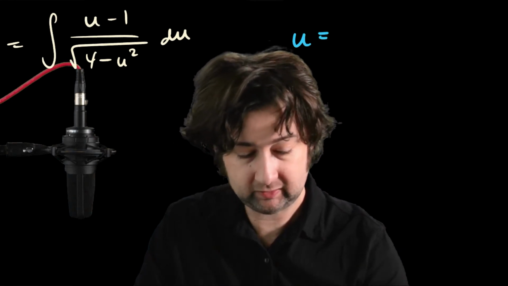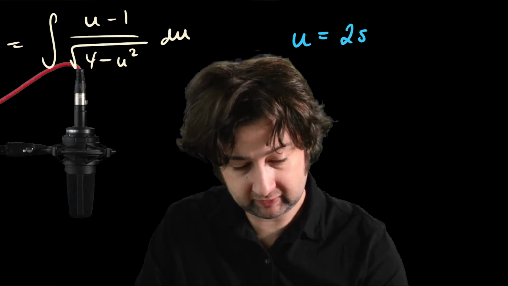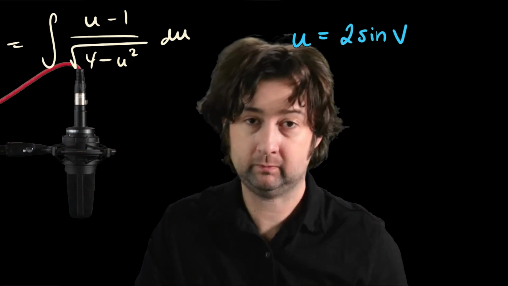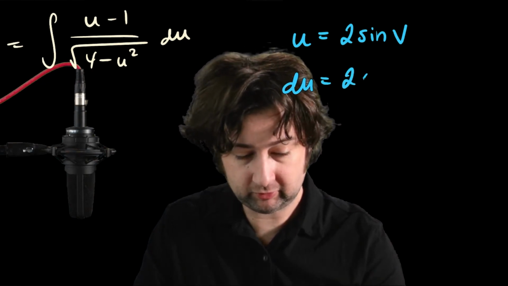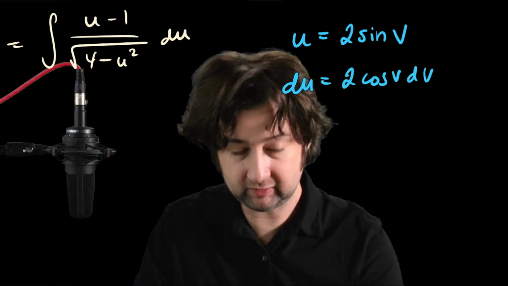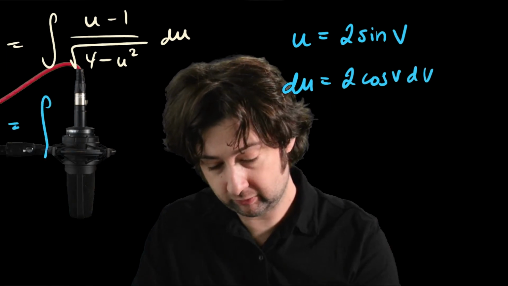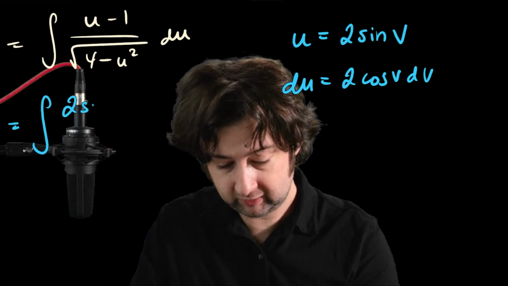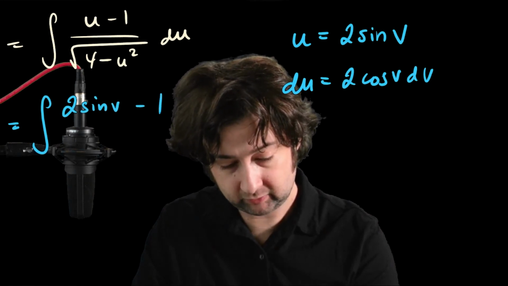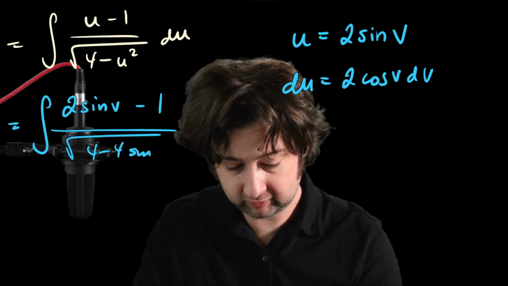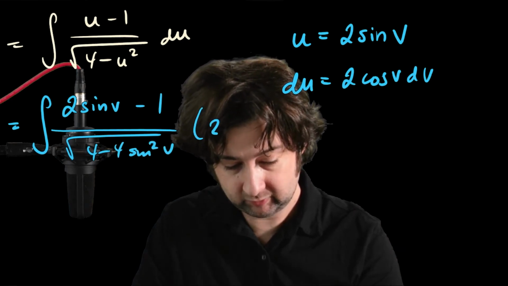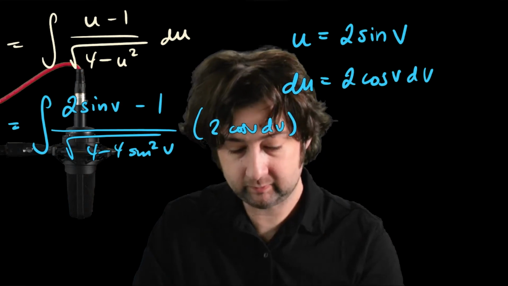Well, if I look at the pattern, I can see that what I'd like to have happen is that u is equal to 2 times the sine of v. And du is going to be equal to 2 times the cosine of v dv. And that gives me the integral of (2 sine v minus 1) over the square root of 4 minus 4 sine squared of v, times 2 cosine of v dv.